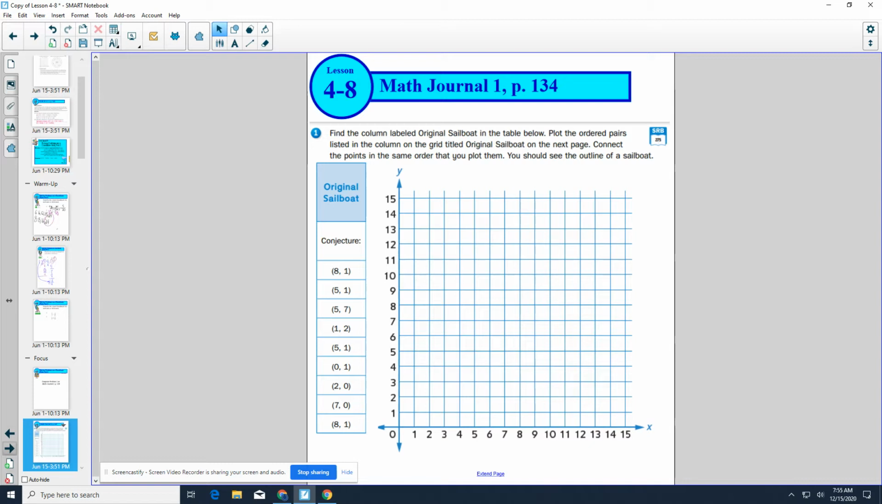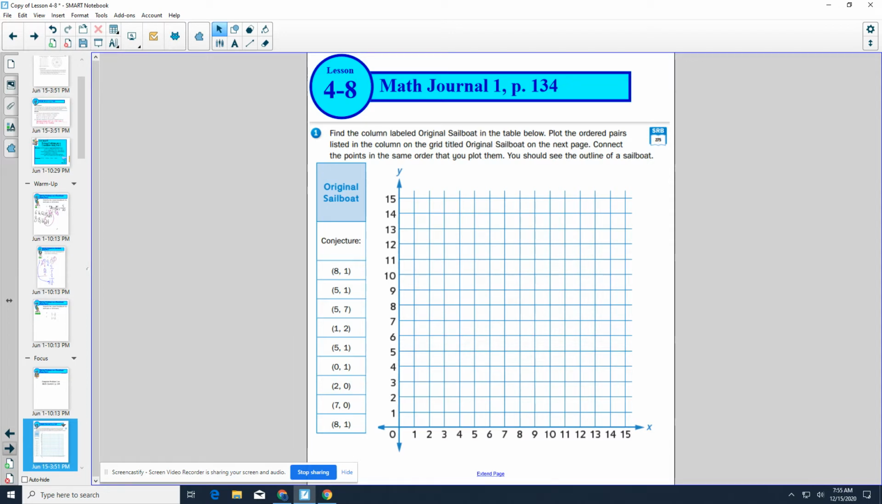So as you look at number 1, find the column labeled Original Sailboat in the table below. Plot the ordered pairs listed in the column on the grid titled Original Sailboat on the next page. Connect the points in the same order that you plot them. You should see the outline of a sailboat.